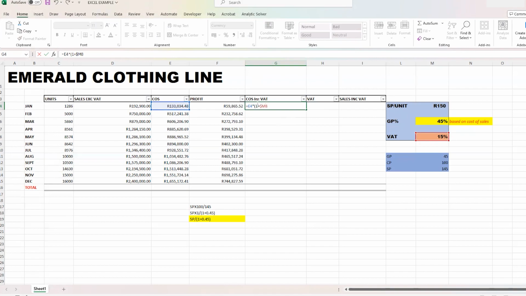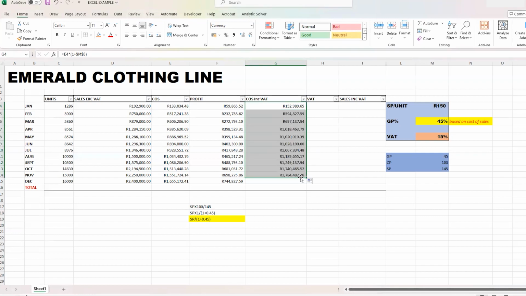So I lock it with the dollar sign and then close, so that when I copy it down, the VAT remains 15%. Enter. All right, the next thing, I'm just going to drag this down, and voila, there we have it. Okay, that's my cost of sales.